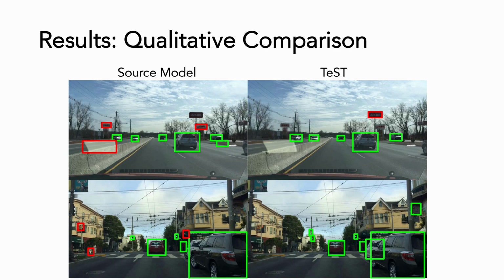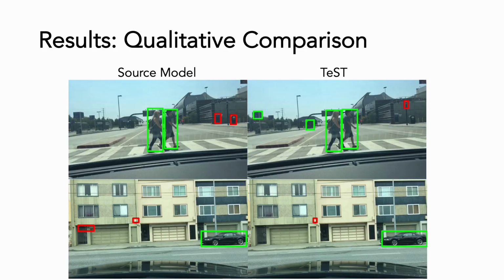We also show qualitative results before and after fine-tuning using TeST. We can clearly see that the model is able to significantly improve on its predictions by getting rid of false predictions and increase the number of correct labels. Here are some more qualitative results before and after TeST was applied.